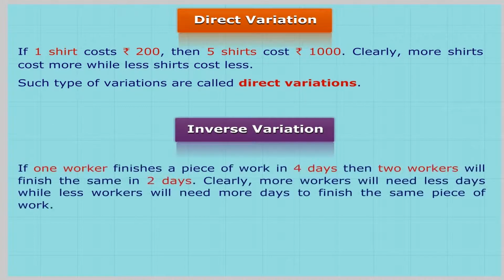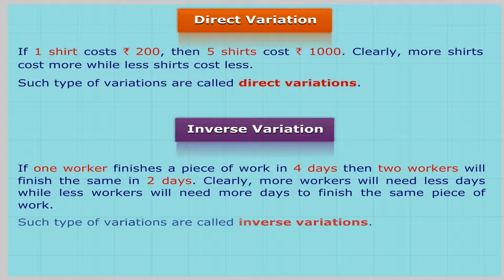Inverse variation. If one worker finishes a piece of work in 4 days, then 2 workers will finish the same in 2 days. Clearly, more workers will need less days, while less workers will need more days to finish the same piece of work. Such type of variations are called inverse variations.